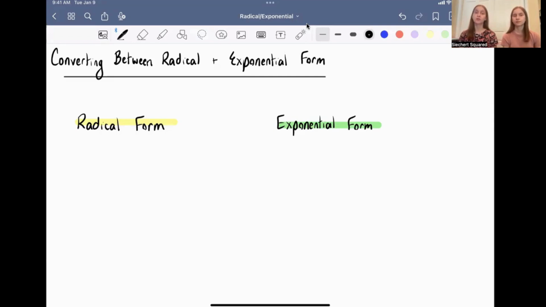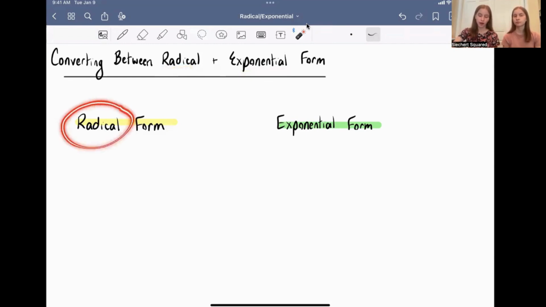I'm Megan Seeker, and today we're going to talk about converting between radical form and exponential form, and also how to simplify radical expressions. So let's dive in. Okay, so one of the first things that we're going to be talking about today is how to convert between radical form and exponential form. So what that looks like.